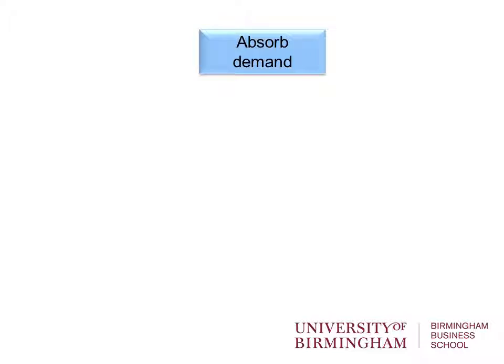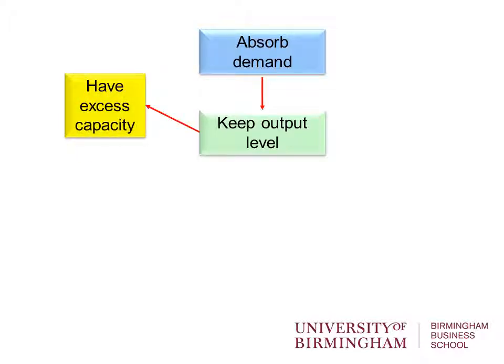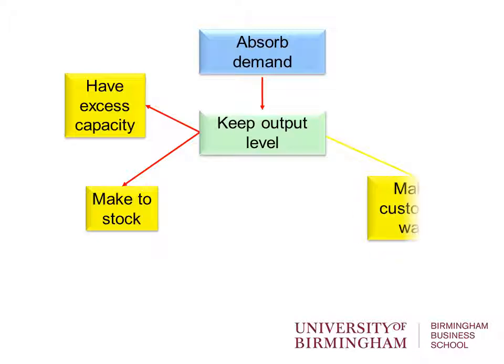Okay, so how might those happen in practice? Well, absorbing demand is keeping an output level. So we produce a certain amount, or possibly deliver a certain amount of services, over a given period of time. We have excess capacity at some points, and in that situation we will make to stock. Obviously with production you can make to stock. With services, it's much more problematic. You can't really store services in most cases. So what are you doing? You've just got idle capacity sitting around doing nothing.